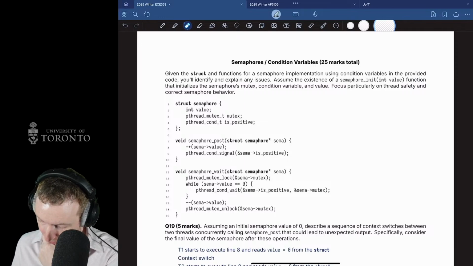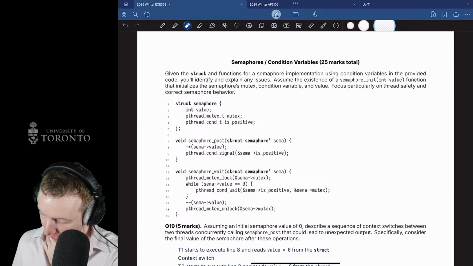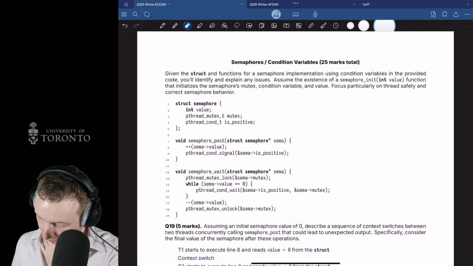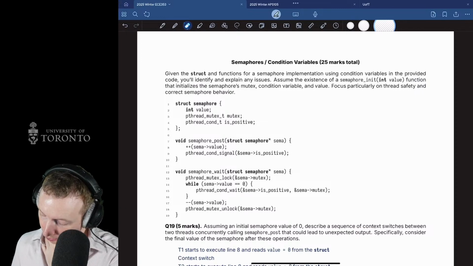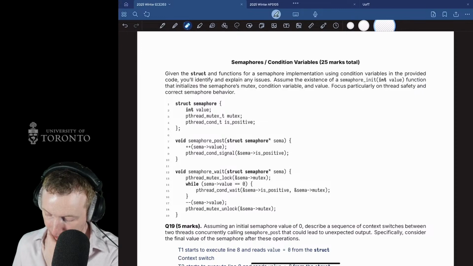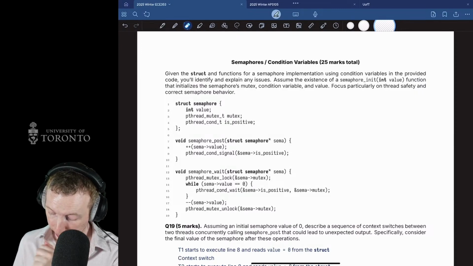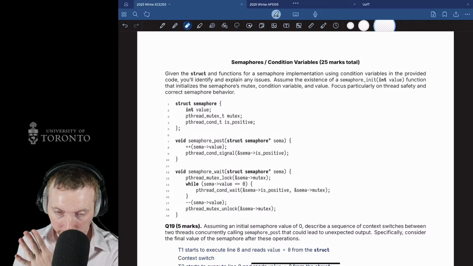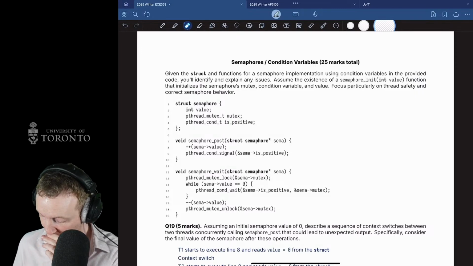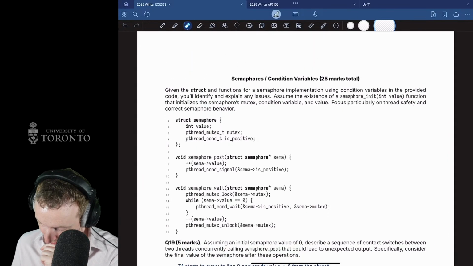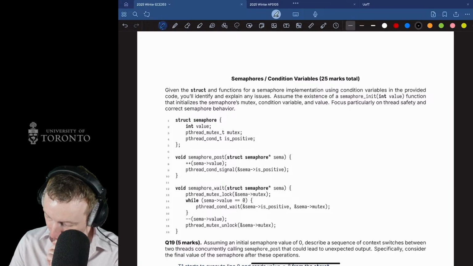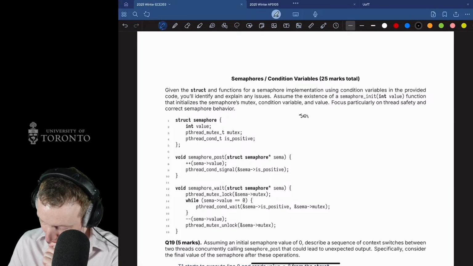Okay, so this one says, given the struct and functions for a semaphore implementation using a condition variable in the provided code, you'll identify and explain any issues. Assume the existence of semaphore init, a function that initializes the semaphore's mutex, condition variable, and value properly. Focus particularly on thread safety and correct semaphore behavior. So post should atomically increment, wait should atomically decrement. If the current value is 0, it should just wait there until it can decrement it, so it should never be 0. So the first one says, assuming the initial semaphore value of 0. So let's just say we have a semaphore up here.